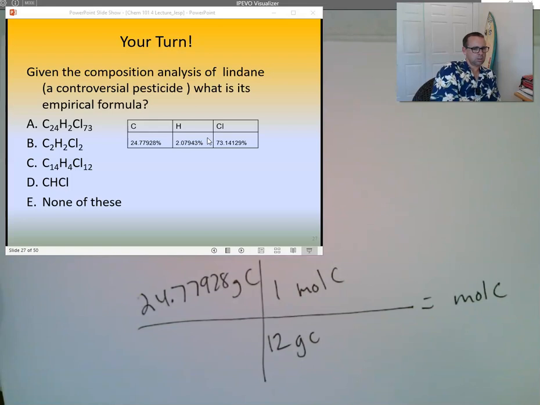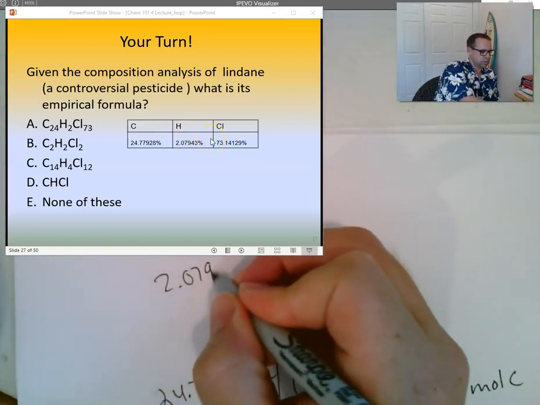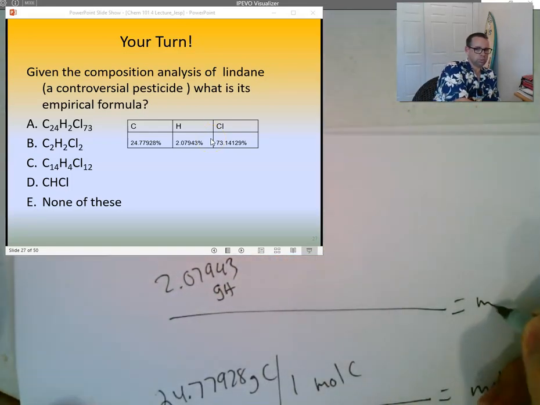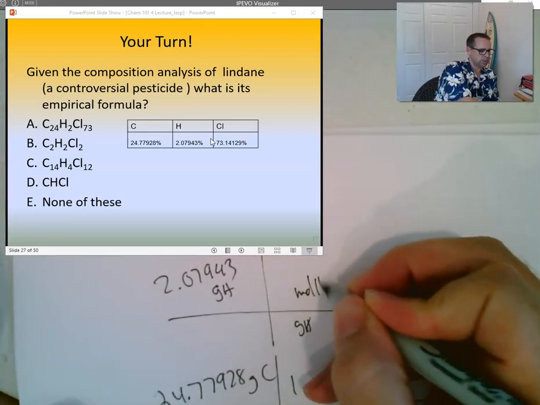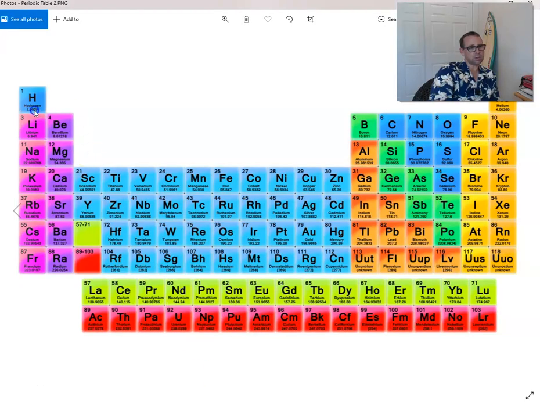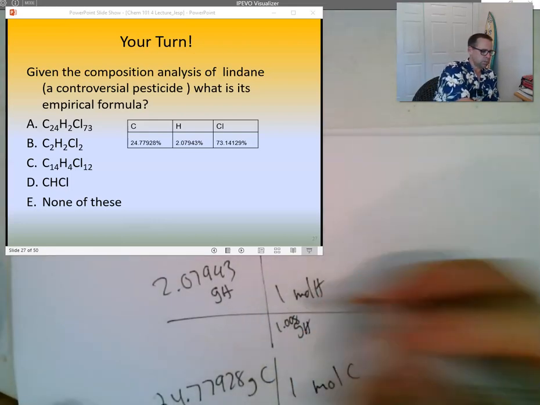All right. Do that for carbon. And then we're going to do it for hydrogen, 2.07943 grams of hydrogen. We're going to go to moles of hydrogen, grams of hydrogen down here, moles of hydrogen up here. I like to use more than just one significant figure with the hydrogen. So I use 1.008. So I'm going to put 1.008 and then 1 mole there.